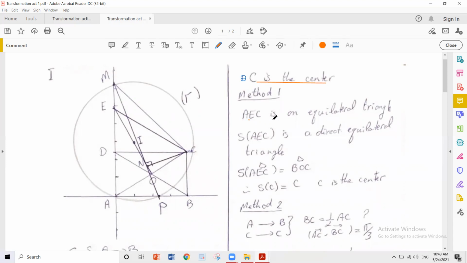AEC is an equilateral triangle. S of AEC is a direct equilateral triangle. Similitude conserves figures. So S of AEC, S of EAC is OBC. Therefore, S of C equals C. Then C is the center.